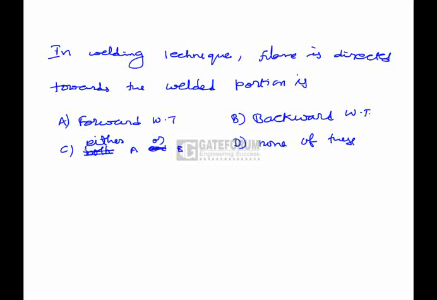Technique: flame is directed towards the weld portion. Here there are two techniques. One is the forward welding technique and another one is the backward welding technique. In the forward welding technique, the flame is directed away from the welded portion or welded joint. But in the case of the backward welding technique, the flame is directed towards the welded portion or welded joint. So among the options, the correct option is B. B is the right answer.